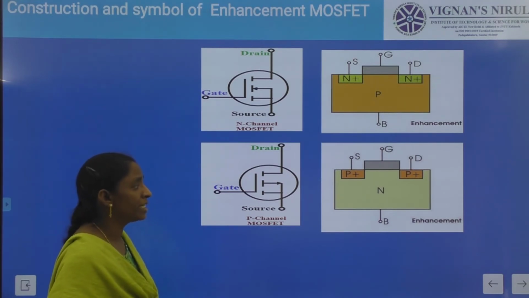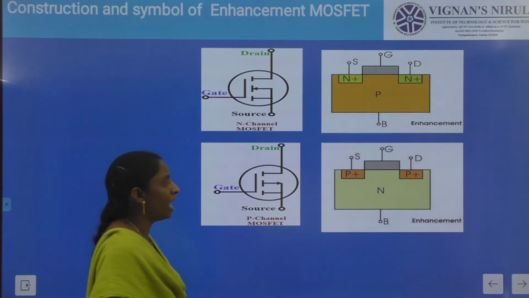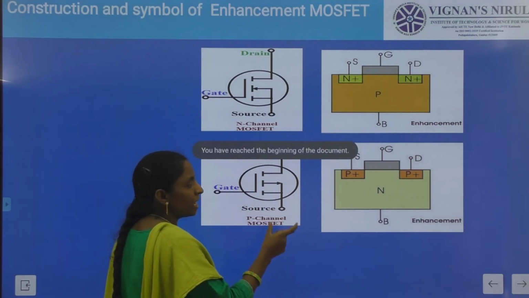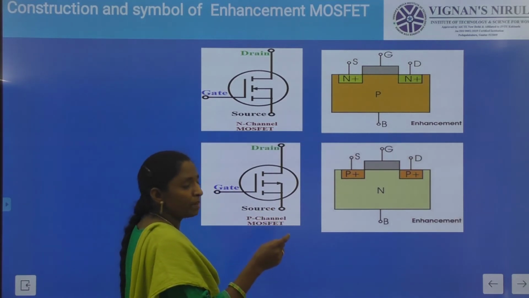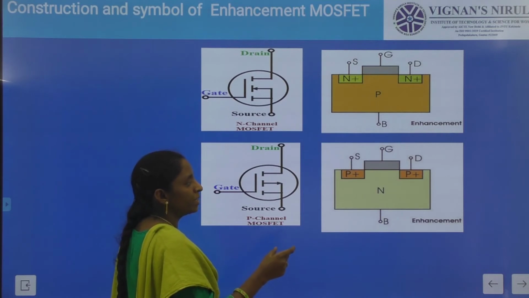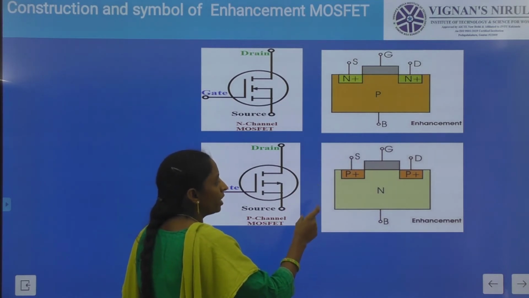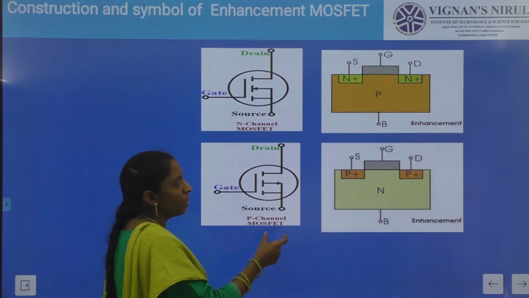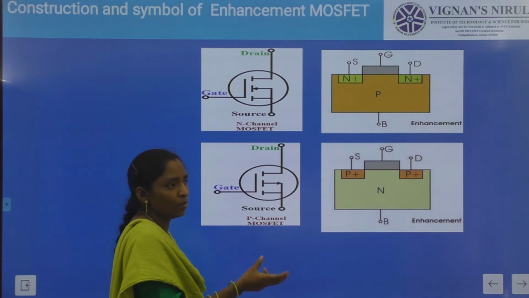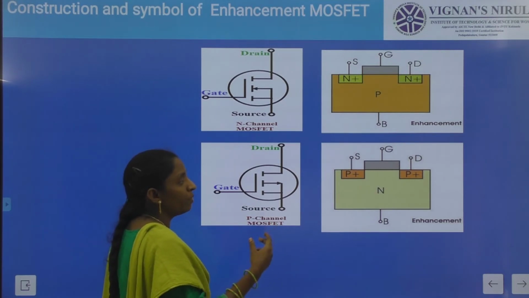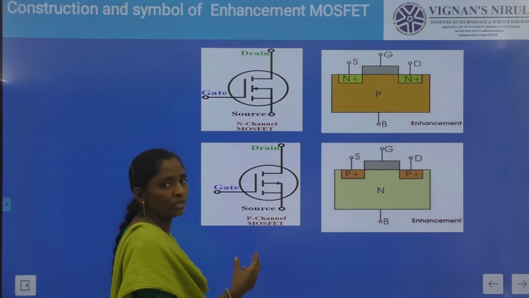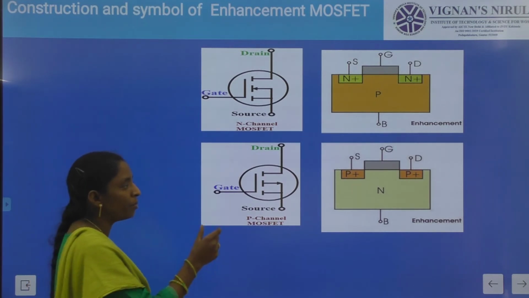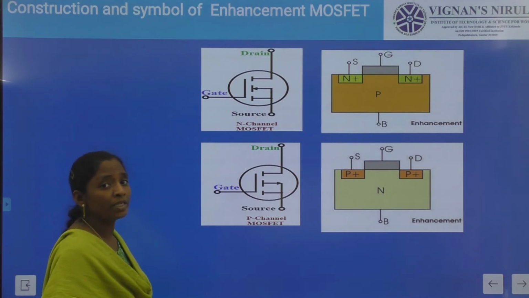If negative voltage is applied at the gate, what will happen? Positive holes, or positive charge, will be induced at the N-type substrate side. So if you increase the negative voltage, more holes will be produced. In P-channel MOSFET, the majority charge carriers are holes. By application of negative voltage at the gate, more holes are produced, and due to more holes, more current is produced. This is the operation of the P-channel enhancement MOSFET.